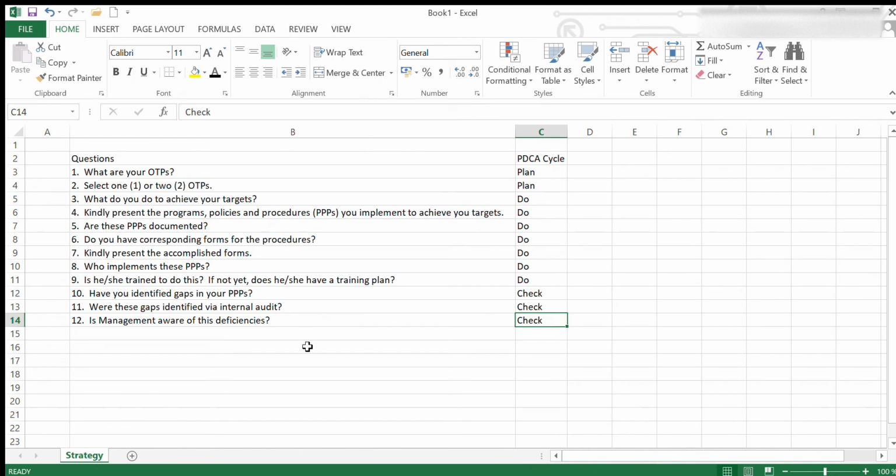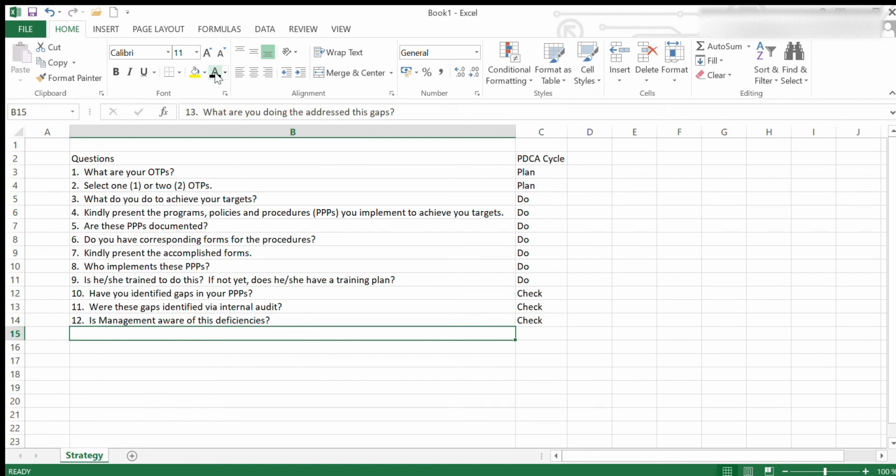Next, most importantly, the management plays a vital role in this. So you should also ask, is management aware of these deficiencies? Because this also falls under the check. And remember, you have to have buy-in from management in order for you to get a budget or get an approval on your PPPs. Everything has to start from the top and going down. So this is why this is a very important question.